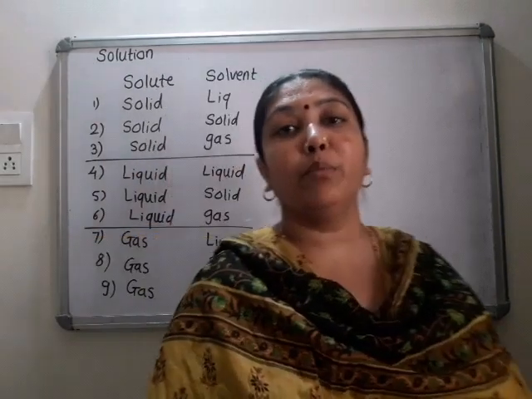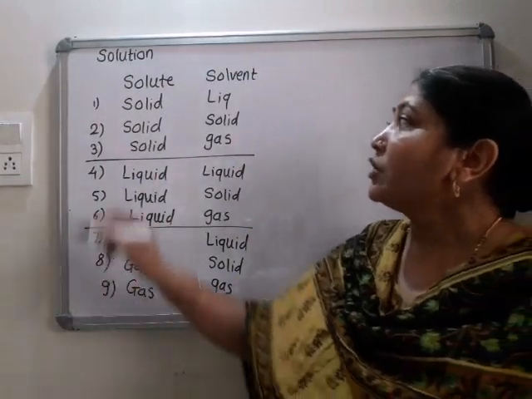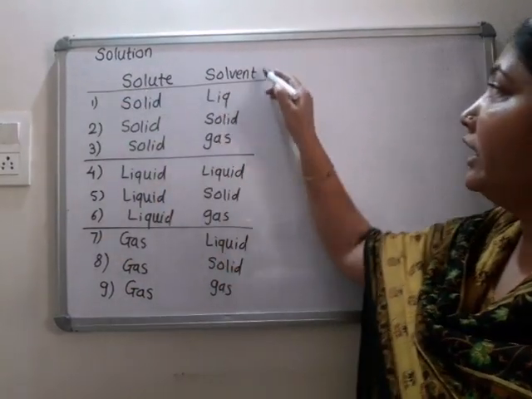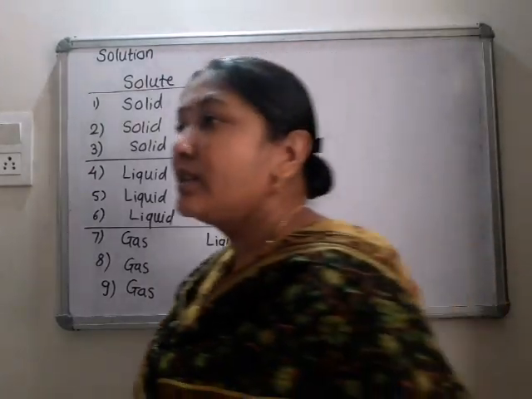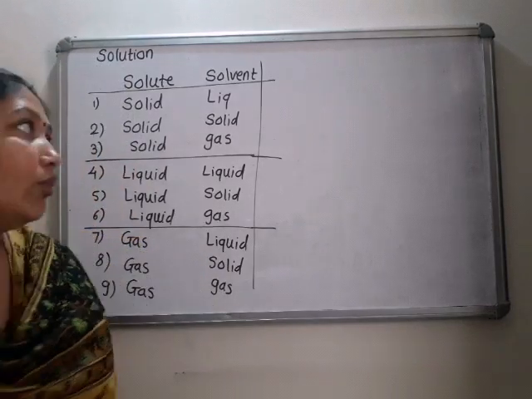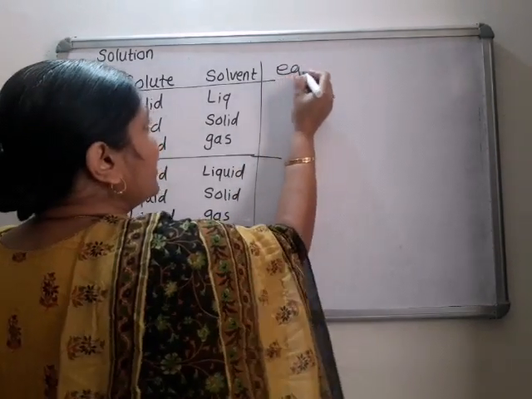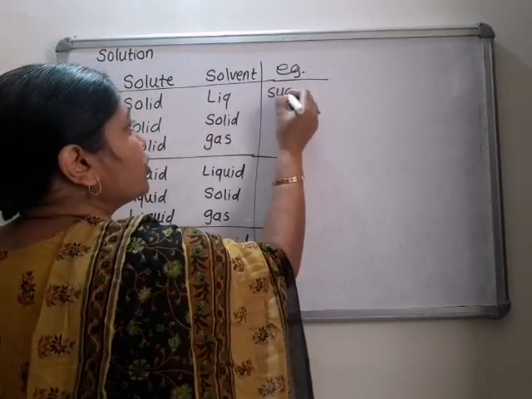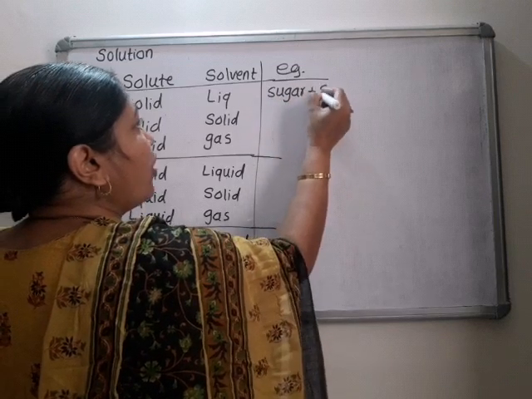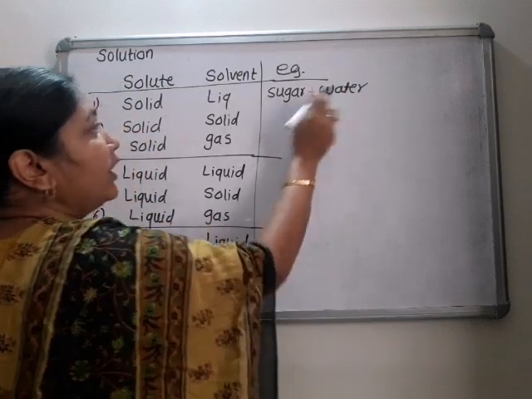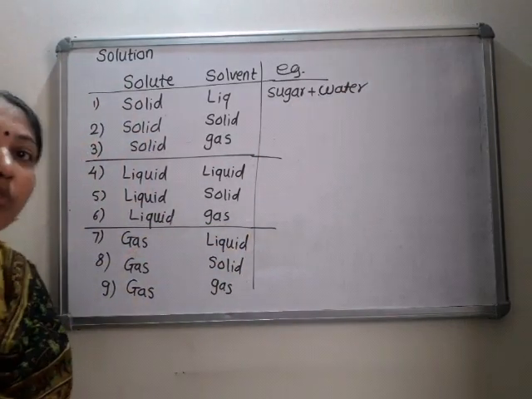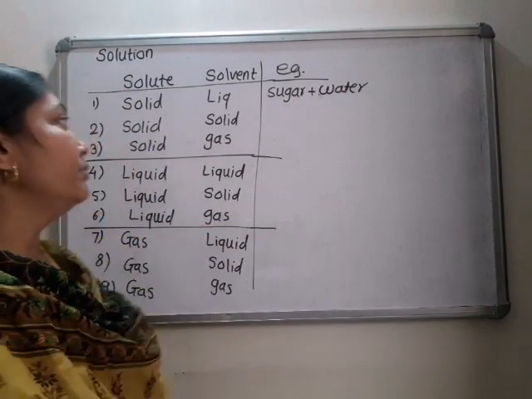What are the examples of each class? Solid in liquid, solid added in liquid, say sugar dissolved in water. So an example of this class is sugar in water or salt in water. Sugar added in water, solid mixed in liquid, forms a homogeneous mixture.